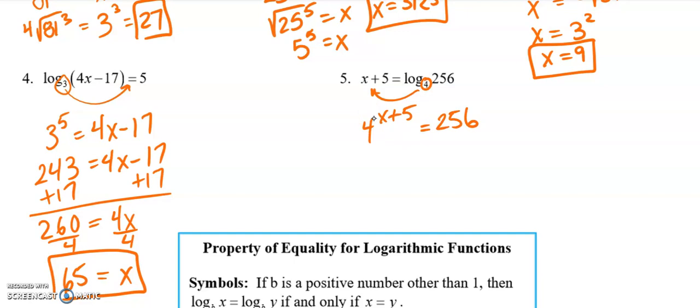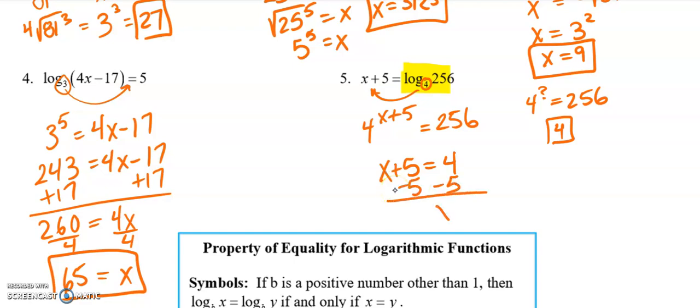You say, well, that's not very helpful because now the variable is in my exponent. So if you look at the original problem again, we have log base 4 of 256. That's just a number, right? That says 4 to what power is 256? The fourth power. So log base 4 of 256 is really just 4. Subtract 5 from both sides, and we get x equals -1.